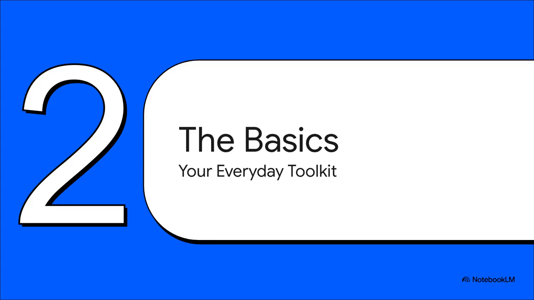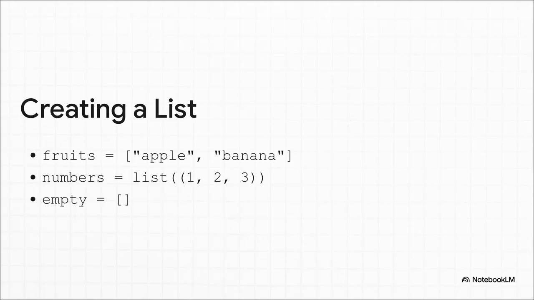All right, enough with the theory. Let's get our hands dirty. We're going to look at the bread and butter stuff now, the things you'll be doing with lists every single day. So how do you even make one? Easiest way, and the one you'll see 99% of the time, is just using square brackets. Boom, you've got a list. You can also use the list function, which is super handy if you have something else, like maybe a tuple, and you want to turn it into a list.